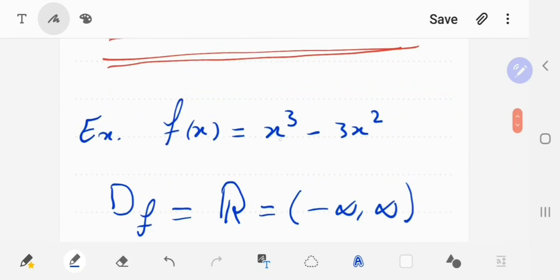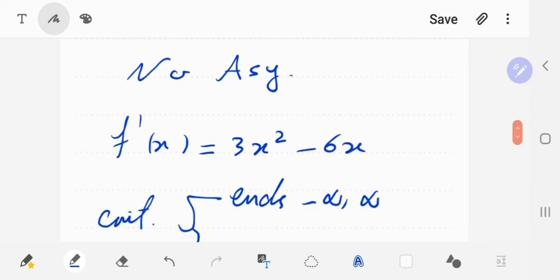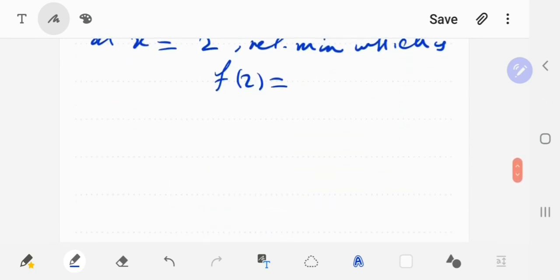So here it's 2 cubed, which is 8. 8 minus 4 times 3, that's 12. So 8 minus 12, that's negative 4. So this is negative 4. Now we are done with the first derivative test.